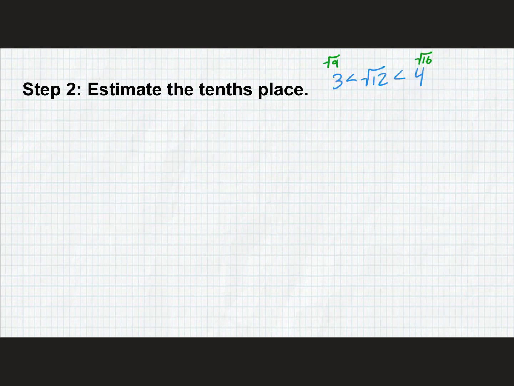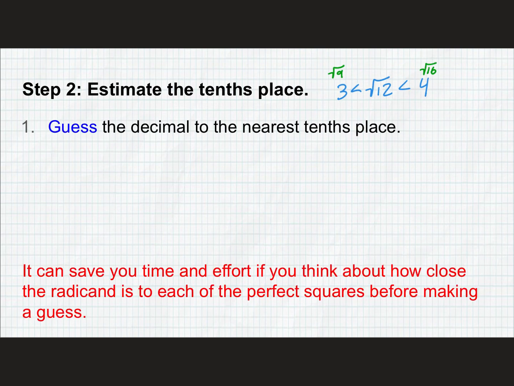Now that we know that the whole number is 3, we need to find the tenths place. Let's try guessing the decimal to the nearest tenths place. It can save you time and effort if you think about how close the radicand is to each of the perfect squares before making a guess. Now, 12 is pretty close to the middle of 9 and 16, so I'm going to guess somewhere around 3.5 or 3.6. Let's go with 3.5 for now.